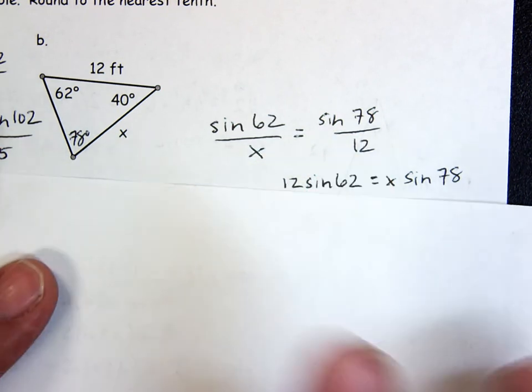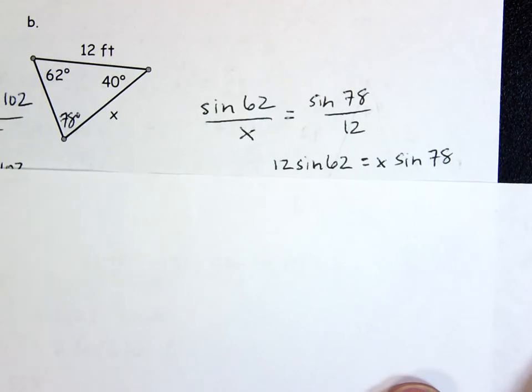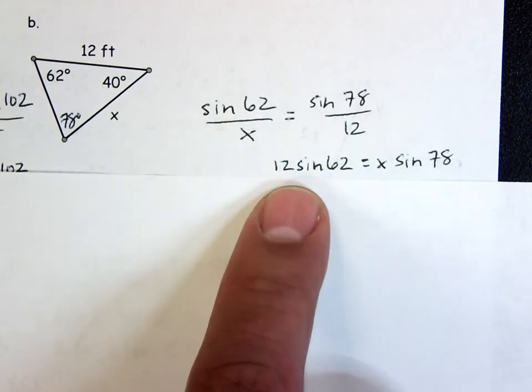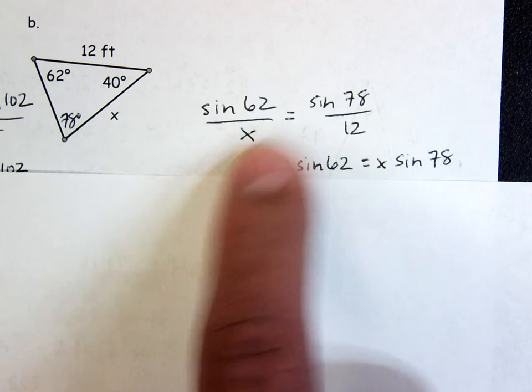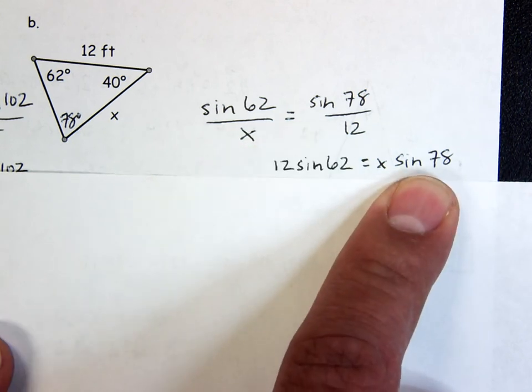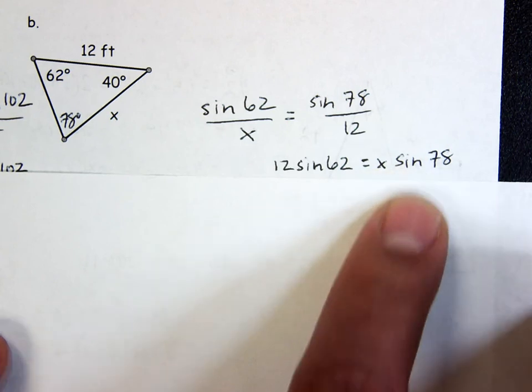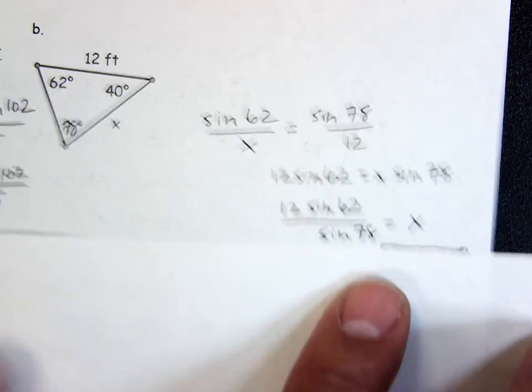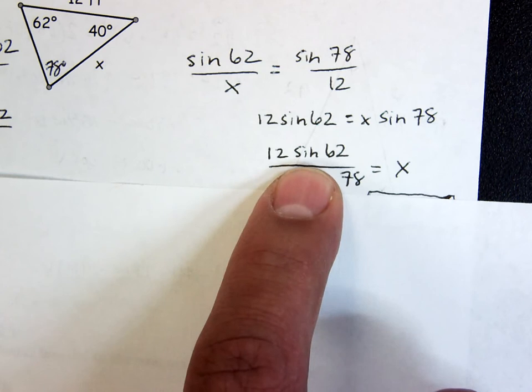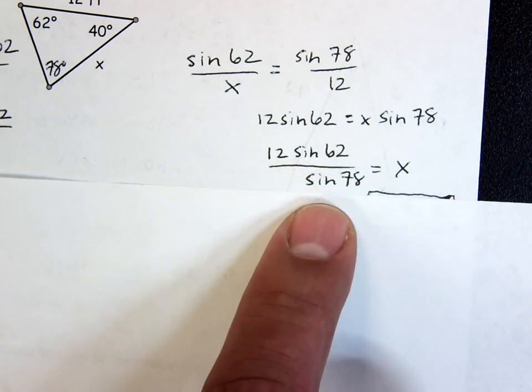So now we just have a little equation. We're going to cross multiply. So I'll get 12 sine 62 equals x times sine 78. Now what's on the same side as my letter? Just sine 78. So I divide both sides by sine 78, and I get x equals 12 sine 62 divided by sine 78.